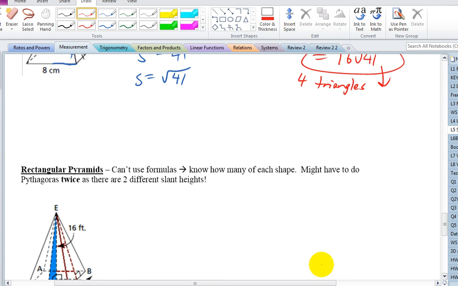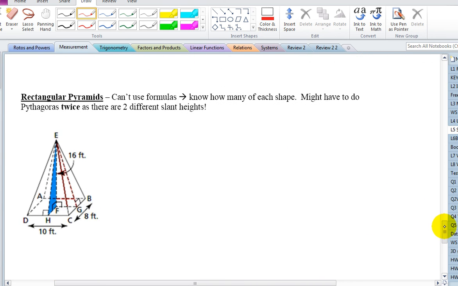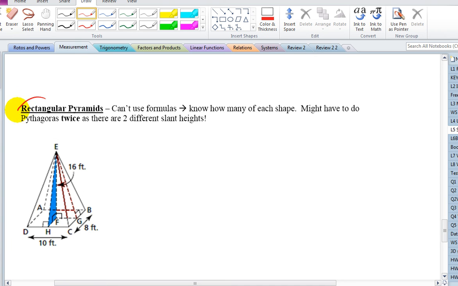This one's a lot harder because it's a rectangular pyramid. That means there are 2 different triangles, which means there's two different slant heights, you're going to have to do Pythagoras twice. Do Pythagoras twice. Okay. So let's look at my diagram.